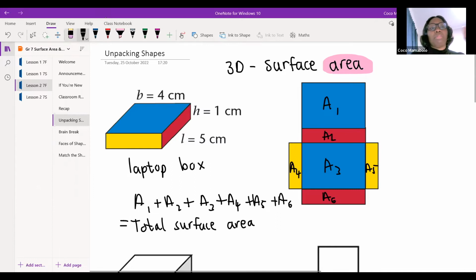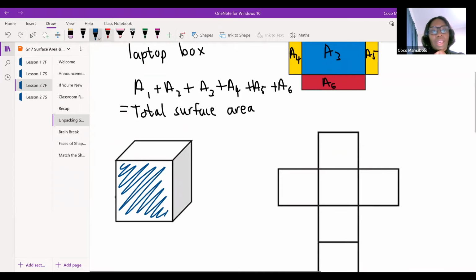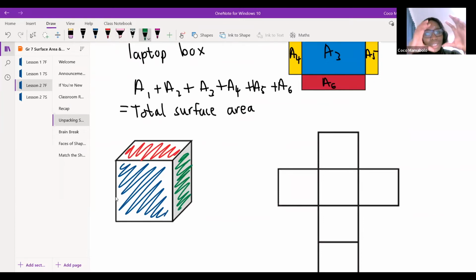Mila says, ma'am, can you explain again? I'm going to explain with the next example. Let's say I unpack a cube. I have one side here, another side over here, and another side over here. But because it's a 3D shape, do I only have 3 sides? No. I also have 3 sides on the back.